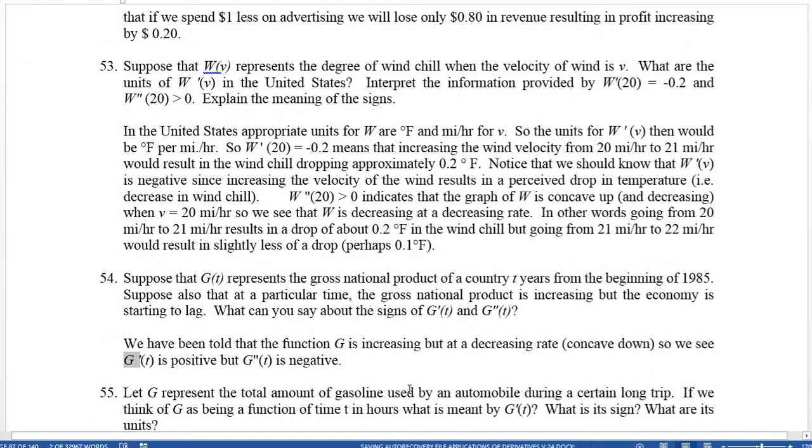Try another one. Let G represent the total amount of gasoline used by an automobile during a certain long trip. And we think of G as being a function of time, where, say, t is in hours. Okay, what is meant by G prime of t? What is its sign? And what are its units? See if you can figure that one out. Press pause.